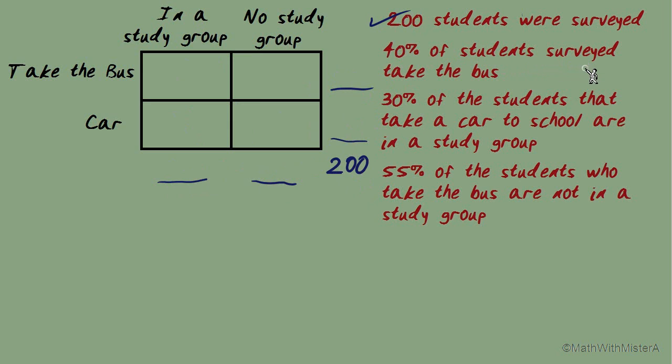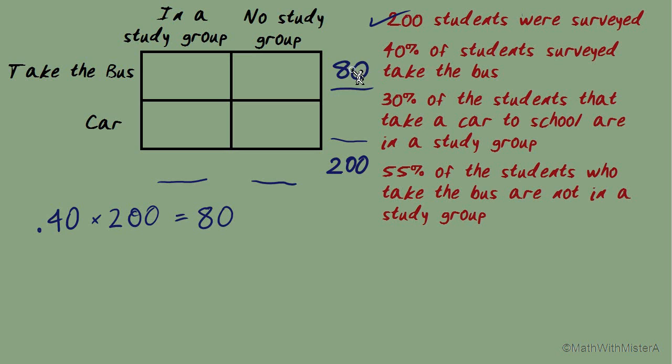40% of all the students surveyed take the bus, and we know that there were 200 students total, so 40% of them will take the bus, and we can figure that. So 80 total students take the bus. We don't know of those 80 which are in study groups and which are not. We just know that there are a total that take the bus. So take the bus, we have a total of 80.